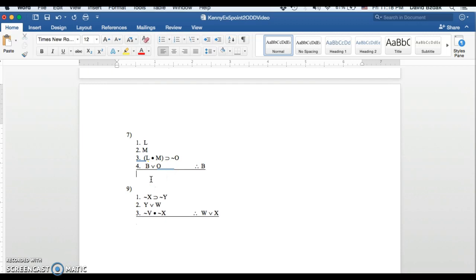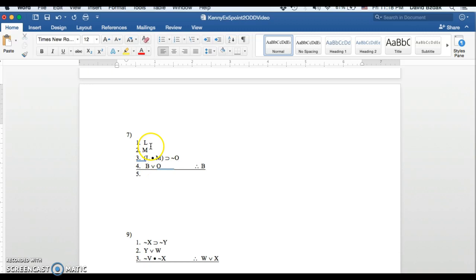Okay, jumping down to now number 7. We want to get B, that's our conclusion. Where does B occur in the premise? It's in a disjunction. So if we got not O, then we could do a disjunction elimination to get B. But we don't have not O. Well, here's not O in a conditional. We could get not O out of this conditional with conditional elimination, but to do that we need the antecedent of the conditional, which is L and M.